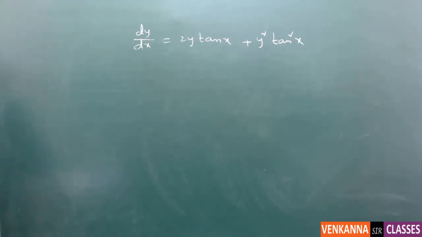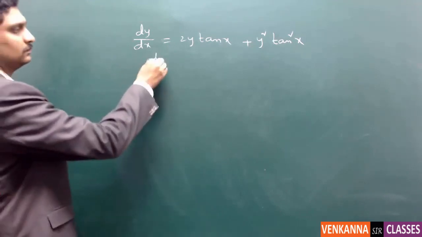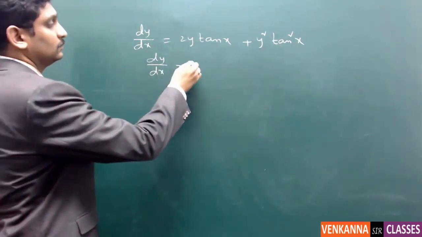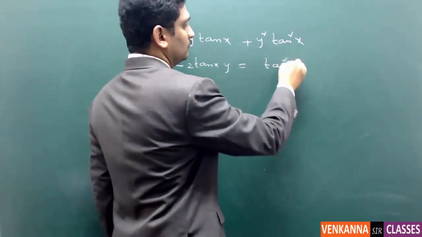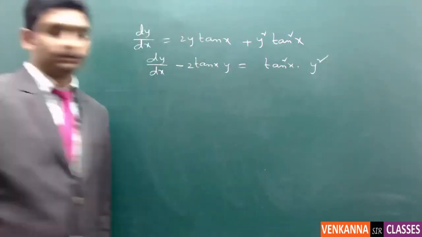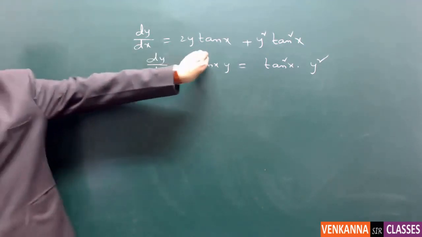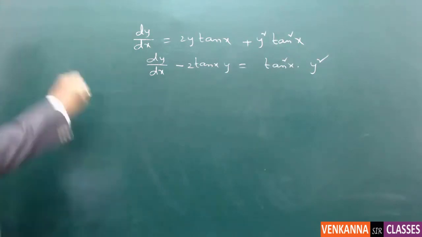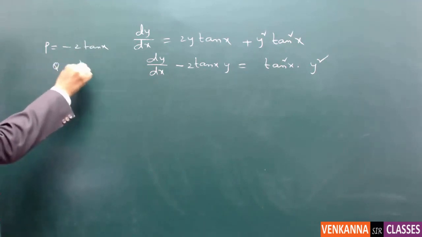Accepted? Say? Any doubts? So let us convert to the standard form. Now it came into the form dy by dx plus Py equal to Q into y power n. So here P is equal to minus 2 tan x, Q is equal to tan square x.